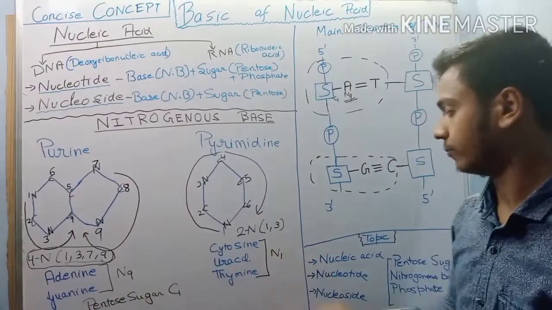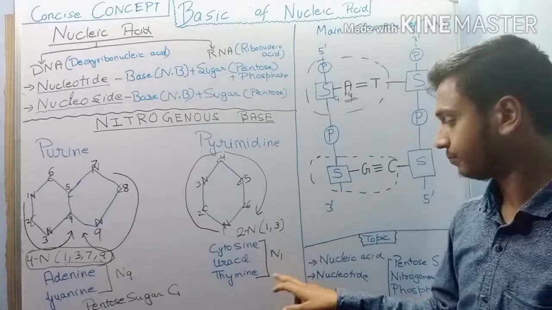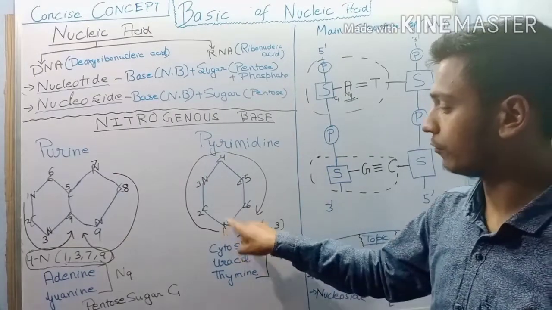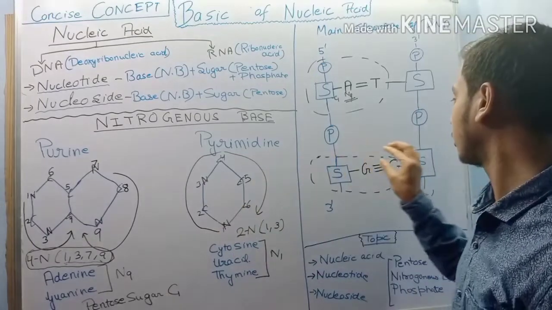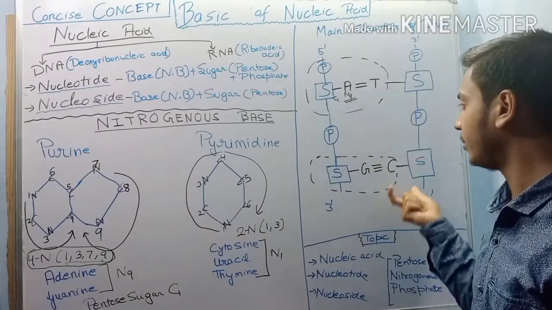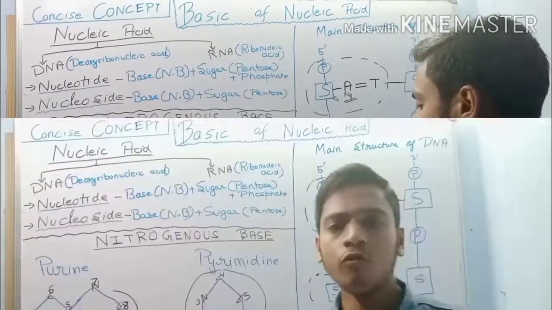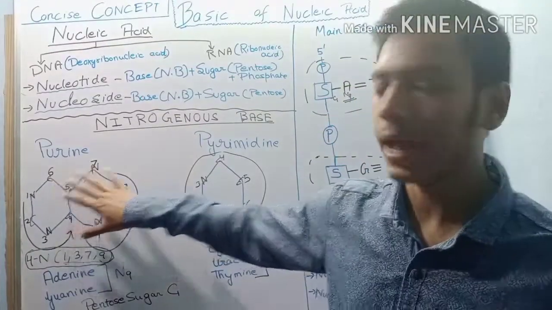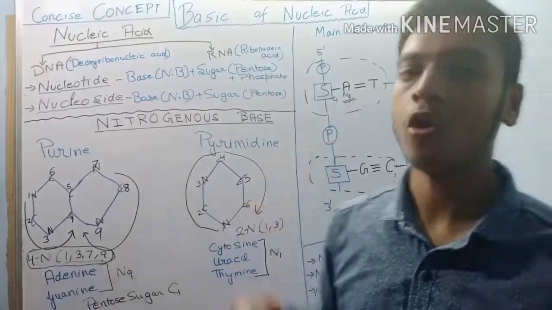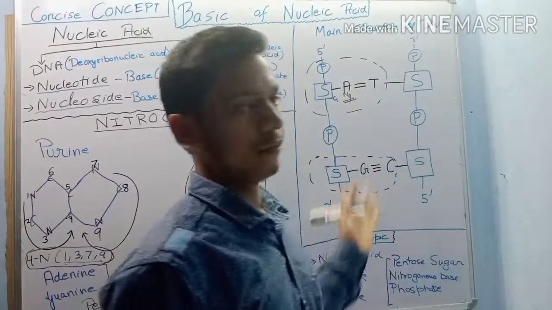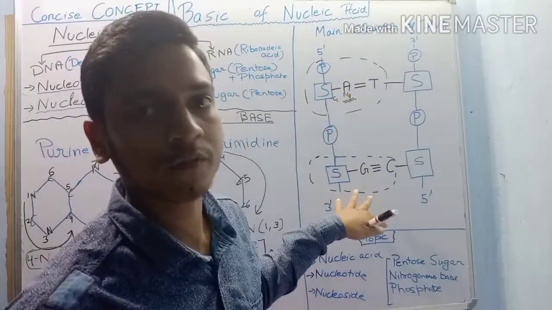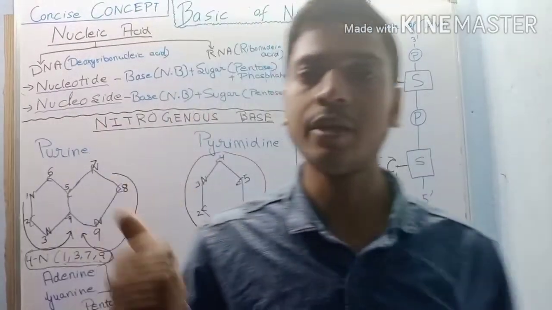And nitrogen 1 is attached with the pyrimidine, and carbon 1 of the sugar is attached with that. We'll discuss how the purine and pyrimidine are attached or arranged in the DNA structure, the stepladder model of the DNA, how purine and pyrimidine are arranged.